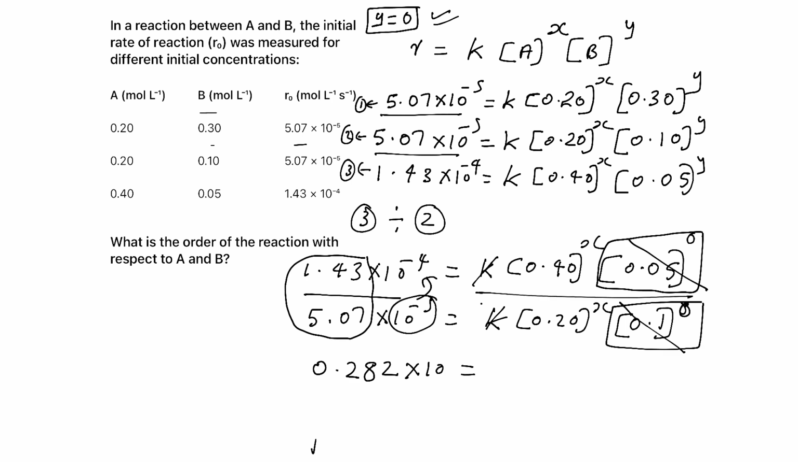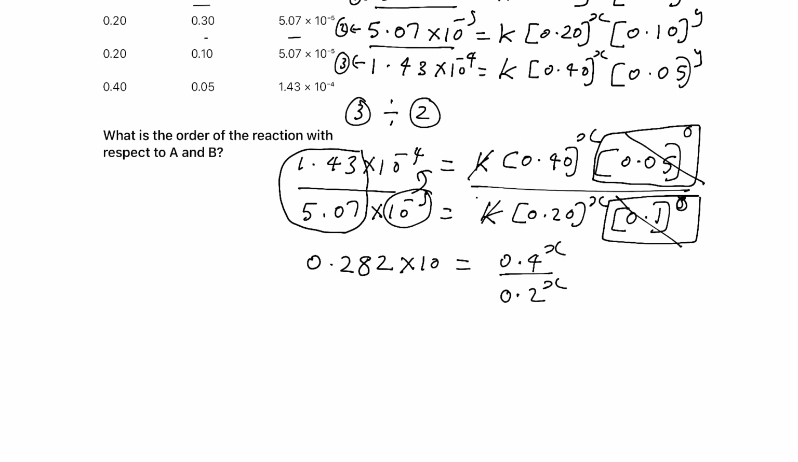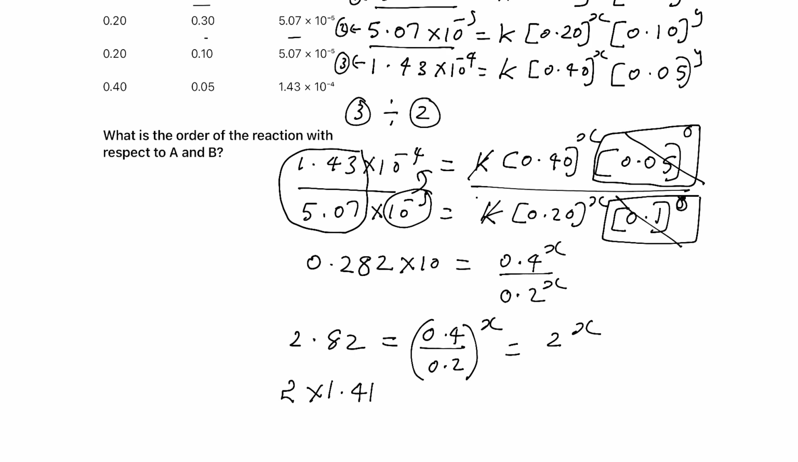Now 0.4 raised to x by 0.2 raised to x. Actually, I am doing all the steps; you can simplify the things, okay? Now 0.282 into 10 is 2.82. 0.4 by 0.2 whole raised to x, so what is that? It becomes 4 by 2, that is 2 raised to x. Clear? Now see, instead of 2.82, I am writing 2 into 1.41, is equal to 2 raised to x.